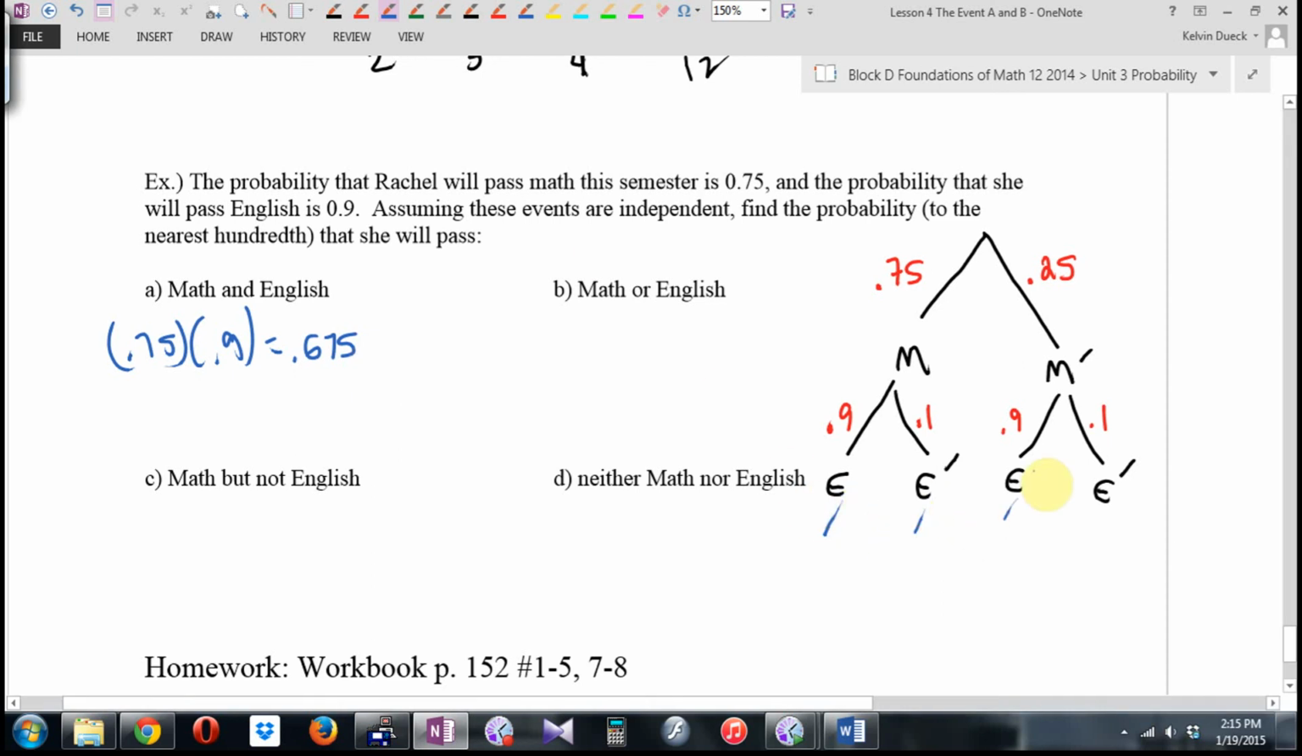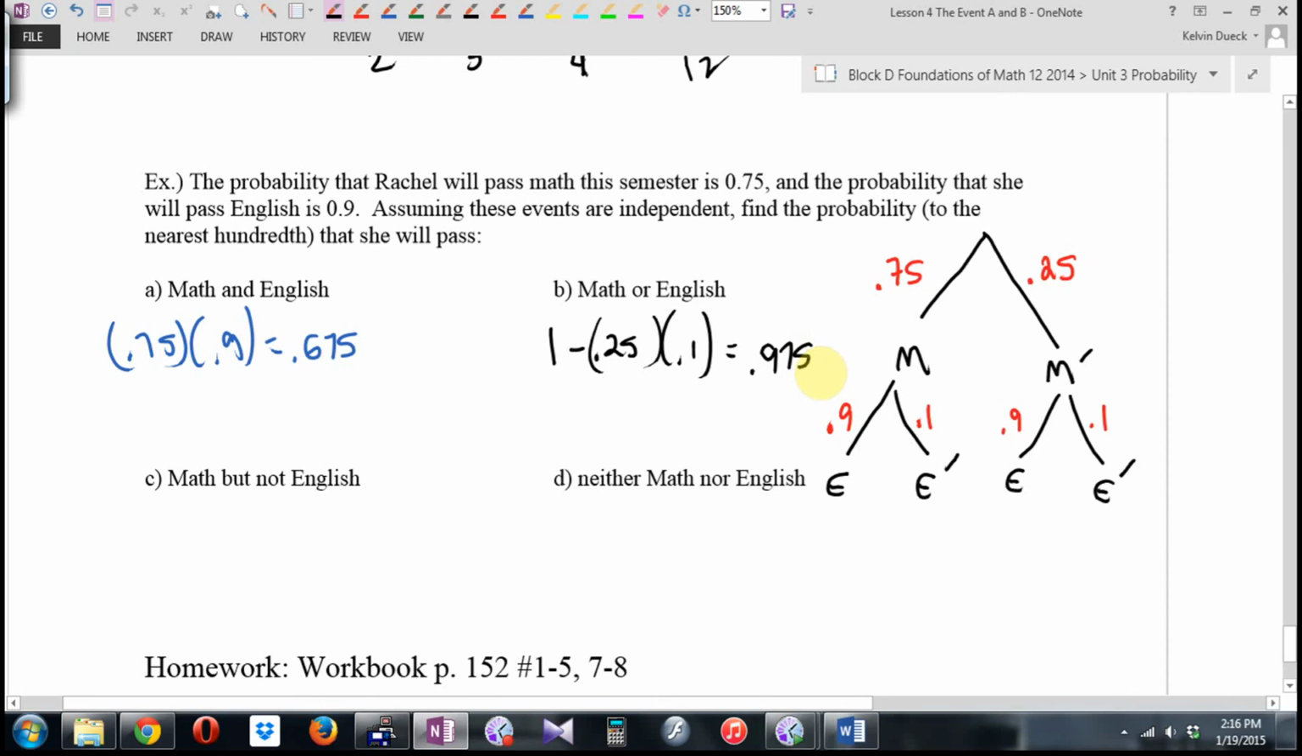Wait a minute. Can someone see a faster way that we could do it? We could multiply down the first, multiply down the second, multiply down the third, and add. Or we could give Rachel a complement. What kind of a complement could we give Rachel? Could we do 1 minus what? 1 minus flunking both. See it? Which is what? 0.975?